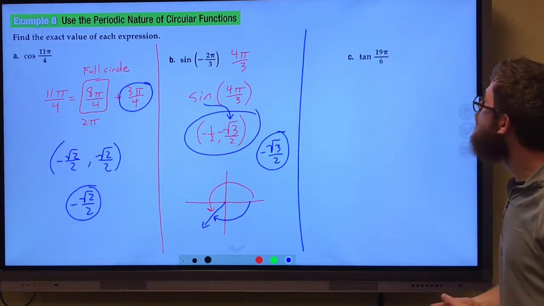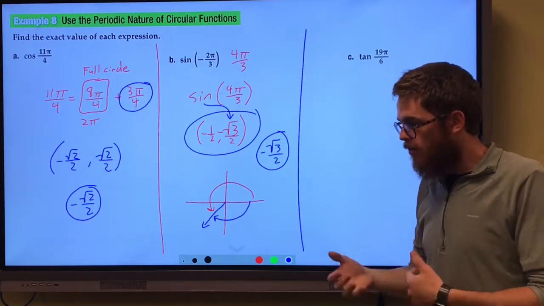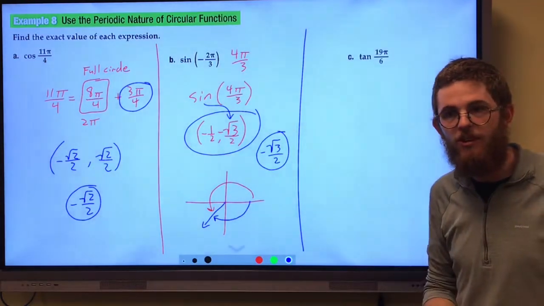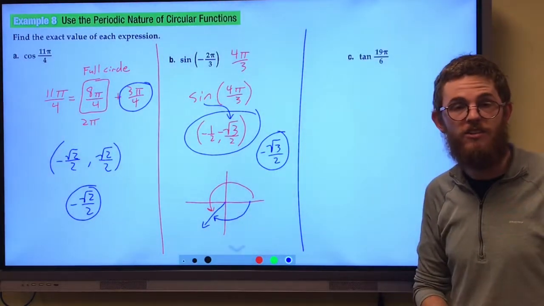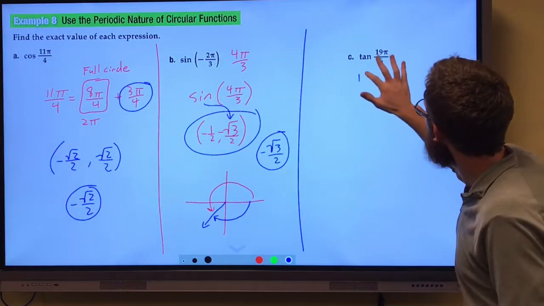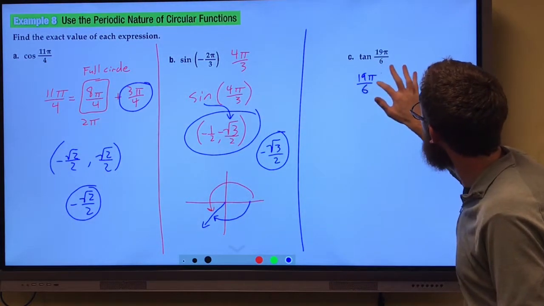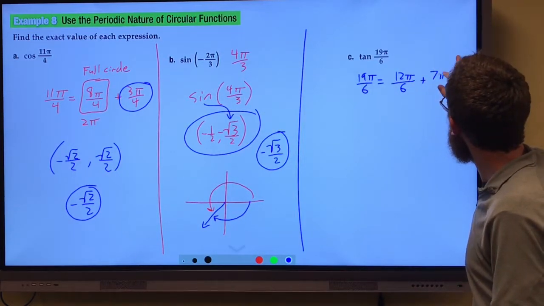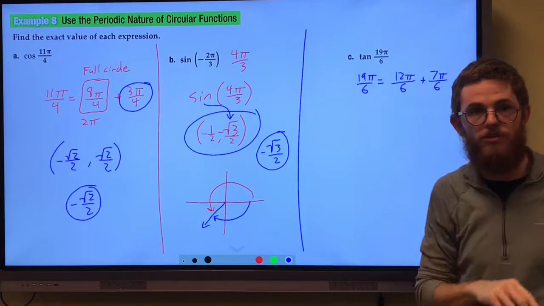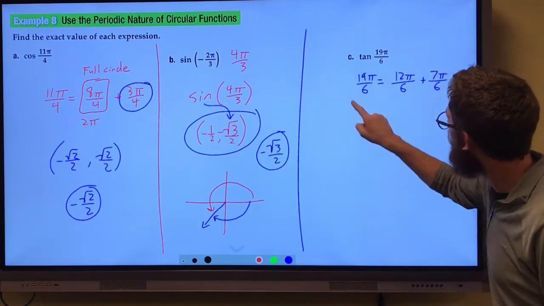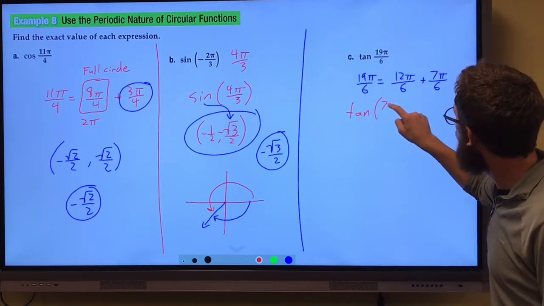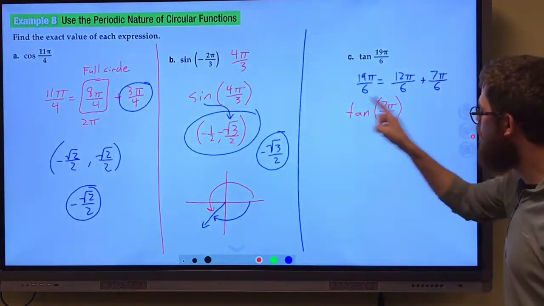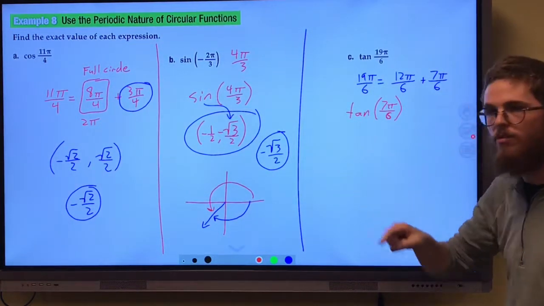Finally, think about tangent of 19 pi over 6. Well, again, what are we really working with? First, splitting this up into sixes, 12 pi over 6 is going to give us a full circle. Well, 19 pi over 6 is the same thing as 12 pi over 6 plus 7 pi over 6. And so we can just take and find the tangent of 7 pi over 6, and we'll get the exact same answer. It's going to be a full circle and then 7 pi over 6.